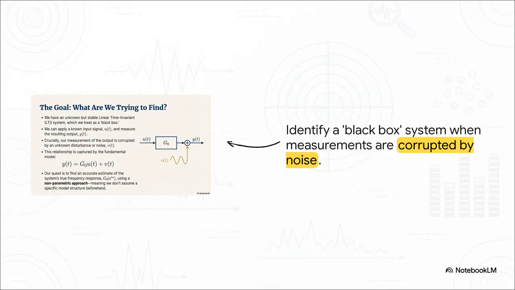Okay, so here's the core problem we're up against. We've got what's called a linear time invariant system, an LTI system. For our purposes, you can just think of it as this black box which we'll call G0. We send in a signal that we know, our input, U of t, and then we measure what comes out, Y of t. But, and this is the big but, the main villain of our story is that our measurement is being corrupted by some unknown disturbance, a noise we'll call V of t. Our entire mission here is to find a really accurate estimate of the system's true response, even with this noise trying its best to throw us off the scent.